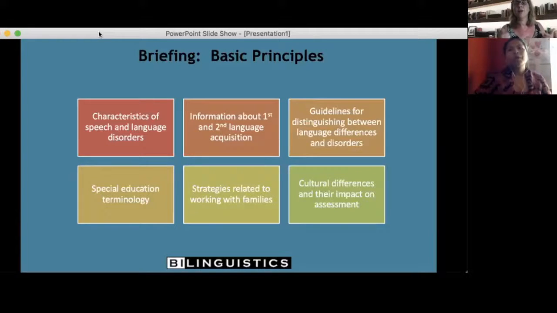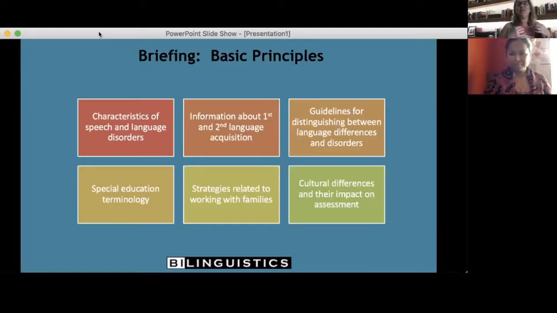That's what helps us differentiate a disorder from patterns that exist just because we have two languages in our system. Okay. We have terms that we use. Speech means the sound production, like articulation and phonology, the sounds they create, as opposed to language, which is their vocabulary and how they put words together. We will work together as a team to do that.